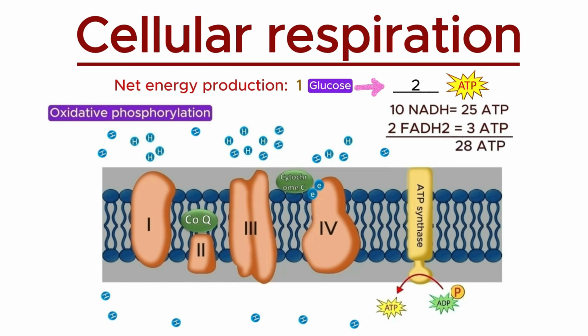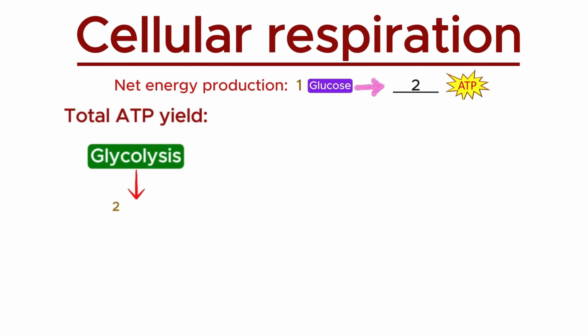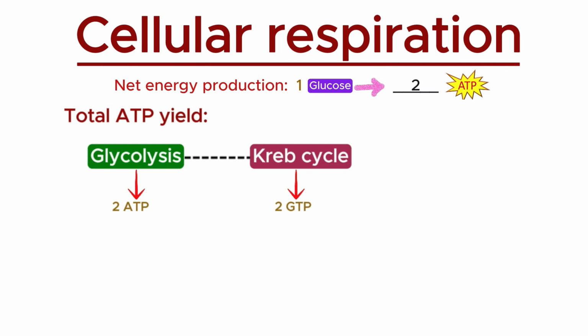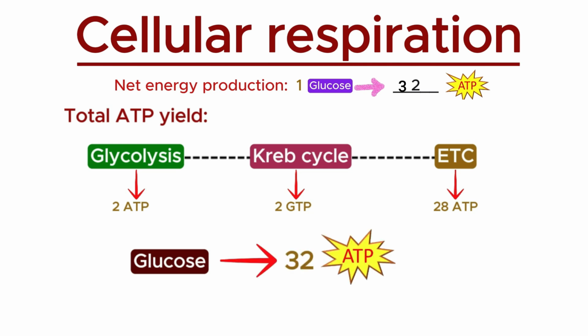Now that we've covered all the ATP production from one glucose molecule, let's summarize the total ATP yield. Glycolysis produces 2 ATP molecules, the Krebs cycle produces 2 GTP molecules, which are equivalent to 2 ATP, and the electron transport chain produces 28 ATP molecules. So, in total, one glucose molecule can produce approximately 32 ATP molecules. This comprehensive ATP yield reflects the efficiency of cellular respiration in converting glucose into usable energy.